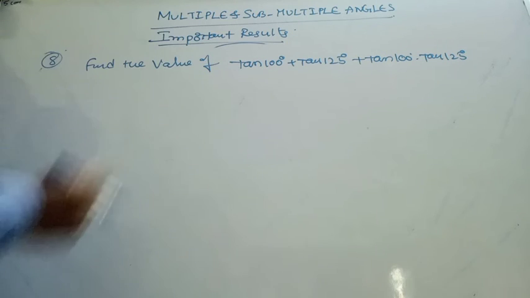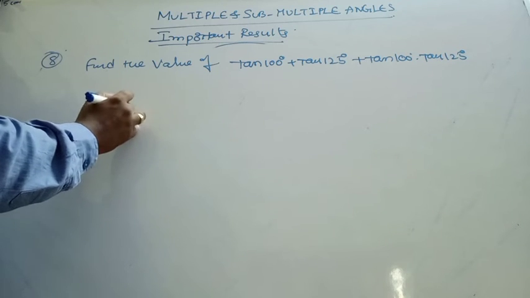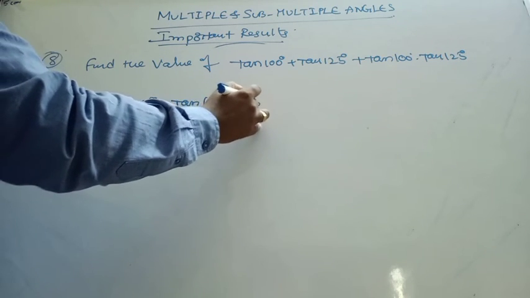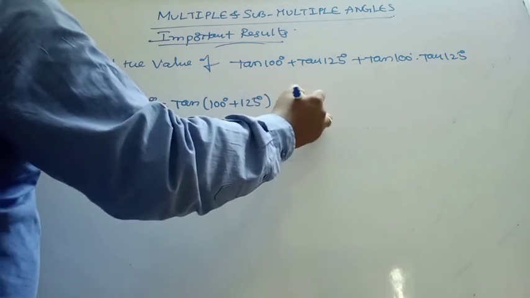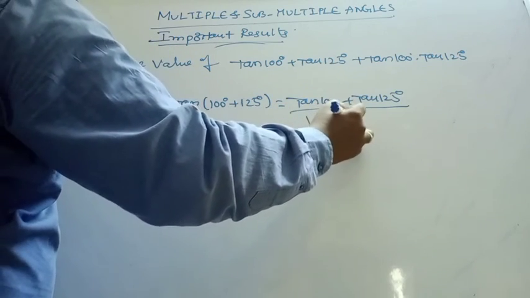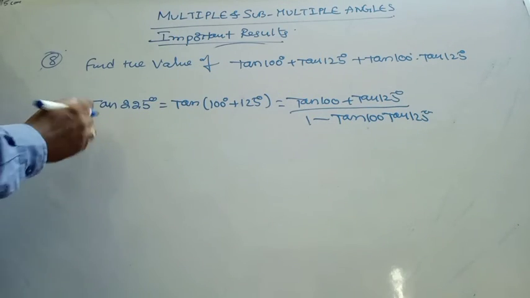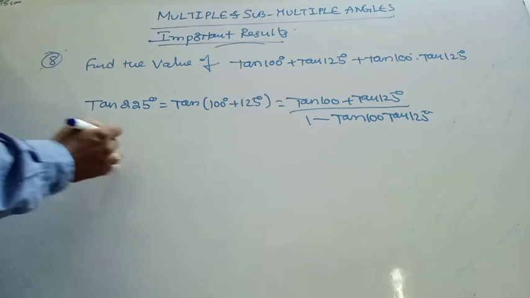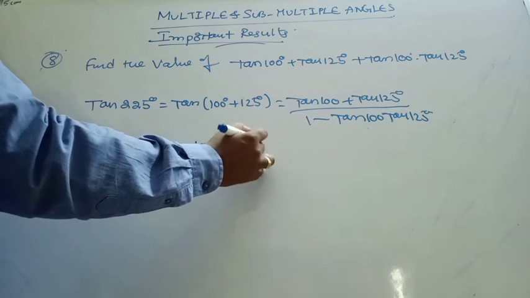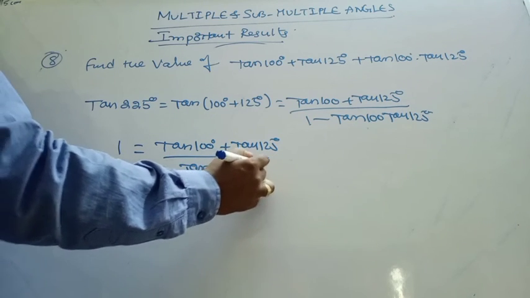in the same way we can do this type of problem also. See here, 100 plus 125, that is tan 225 degrees, right? This you can write as tan of (100 plus 125) degrees. In the same way we proceed. This is tan (A plus B), tan 100 plus tan 125 degrees, this whole thing divided by 1 minus tan 100 into tan 125 degrees. Now tan 225 degrees is equal to tan (180 plus 45), that is tan 45, and that value is 1. This is equal to tan 100 degrees plus tan 125 degrees, whole thing divided by 1 minus tan 100 degrees into tan 125 degrees.